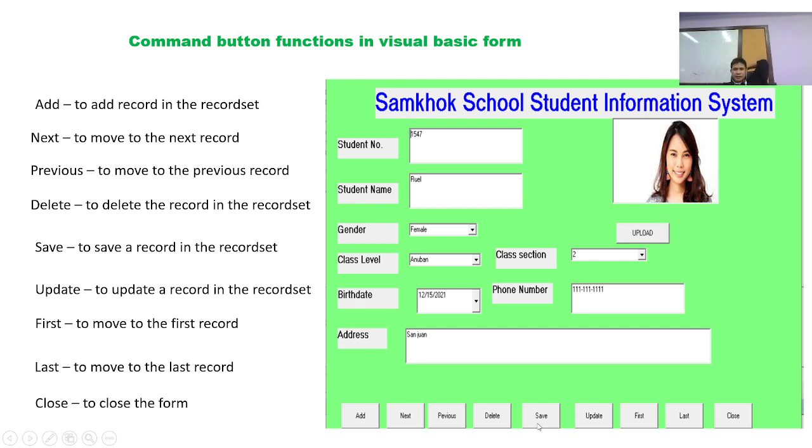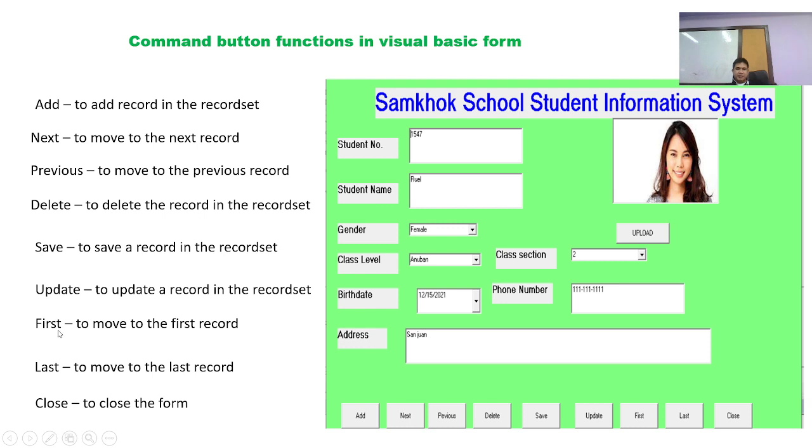And then another one is Save, to save a record in the record set. You can do this when you click Add and you already finish typing everything here. You can press Save. Another one is Update. So you can update a record. You can change the picture. You can change the gender, the class level, the address, phone number.